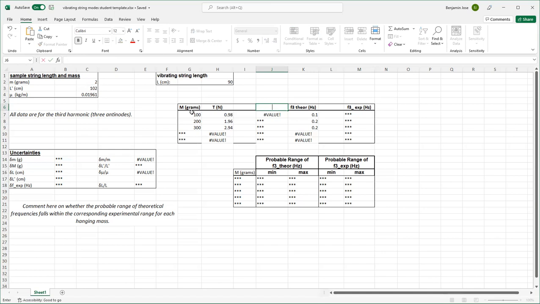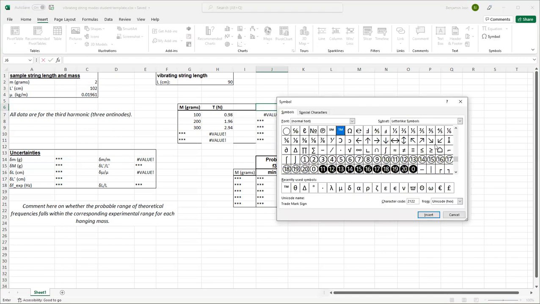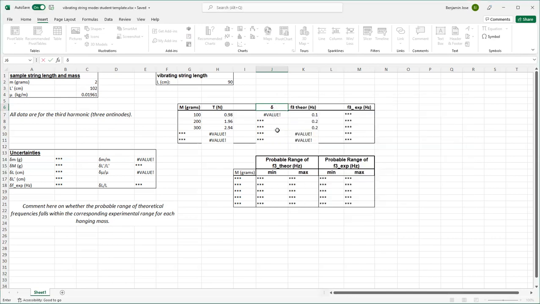My bad. Oh, now I have to find this pesky Greek symbol here. Insert symbol. Oh, where's the delta? Okay. Uncertainty in f3, theoretical. That will be in hertz.